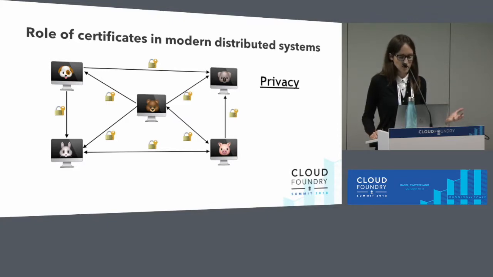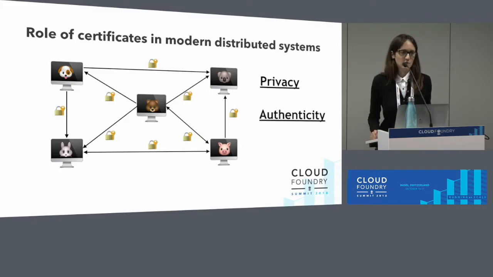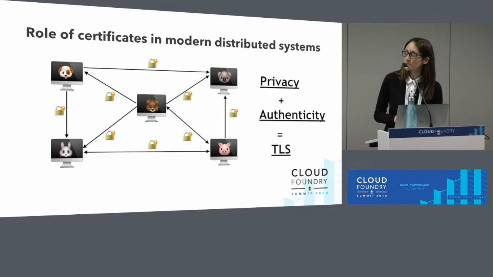And in addition to that, it can perform other checks. So obviously we'll check certificate expiry and hostname verification and so on and so forth. So this gives us authenticity, and privacy and authenticity together gives us TLS. So the TLS benefits and the power of TLS really comes from those two properties.